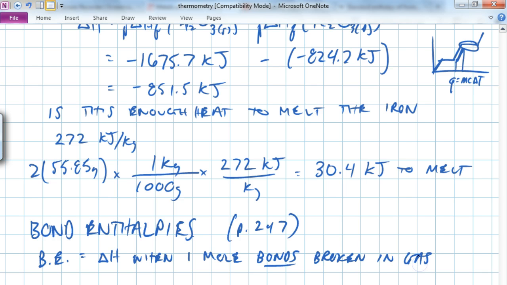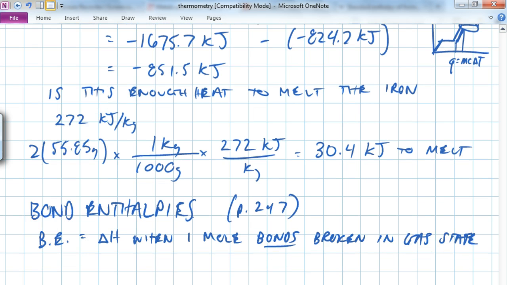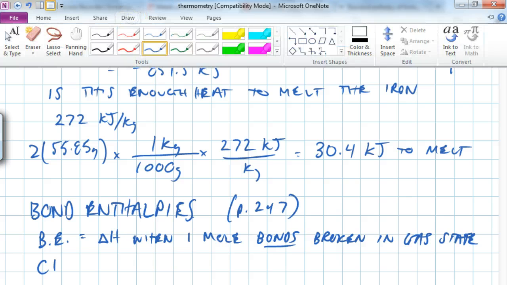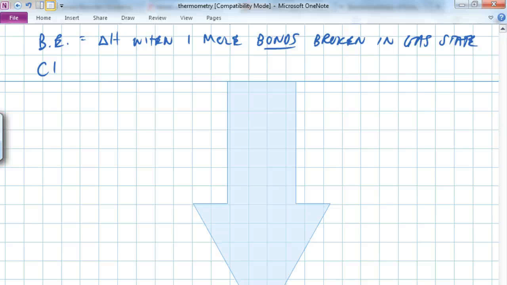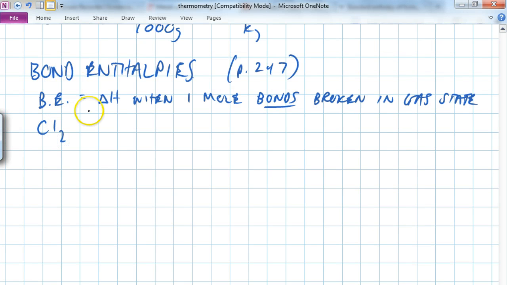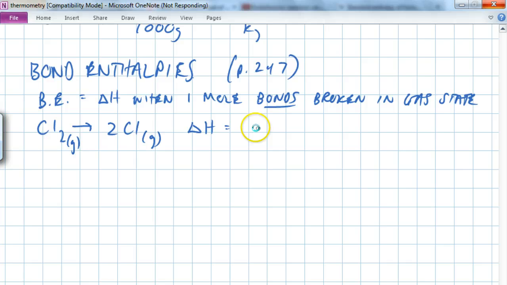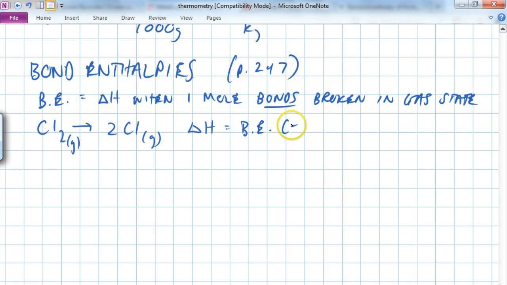Now, from the previous lecture, you will know that this is always going to be positive because breaking a bond always requires energy. So let's look at an example. If we want to break the chlorine to chlorine bond, and it's in the gas state, delta H is simply going to be equal to the bond energy of the chlorine to chlorine bond.